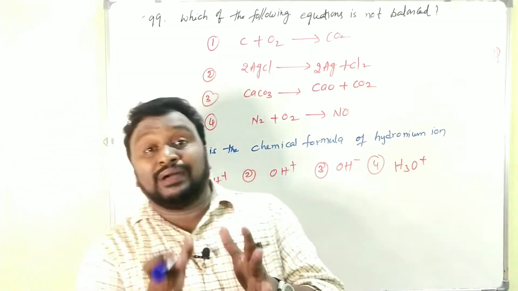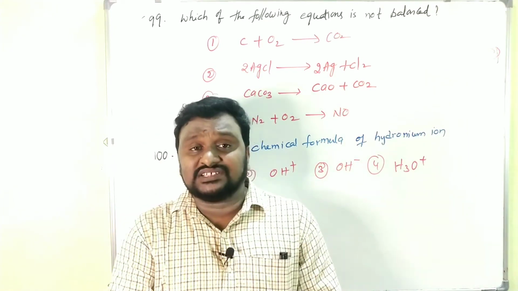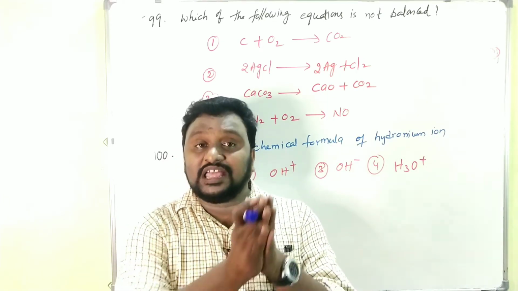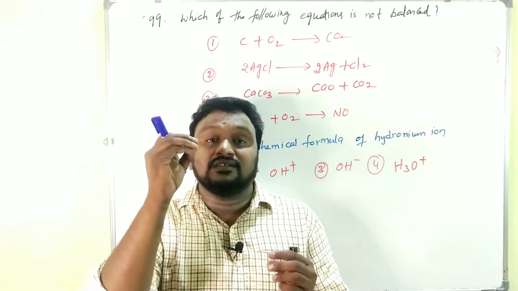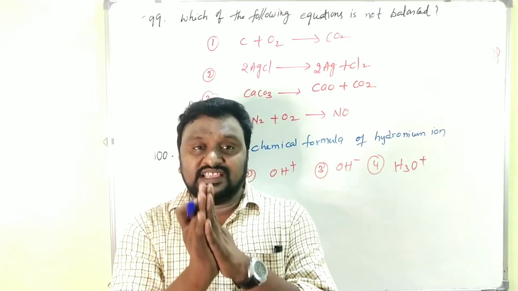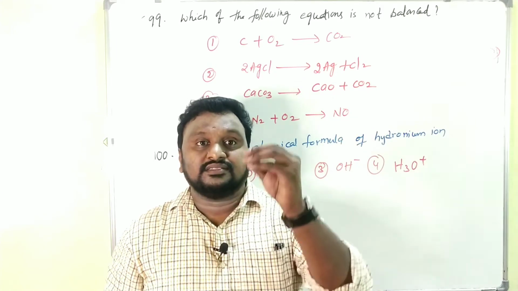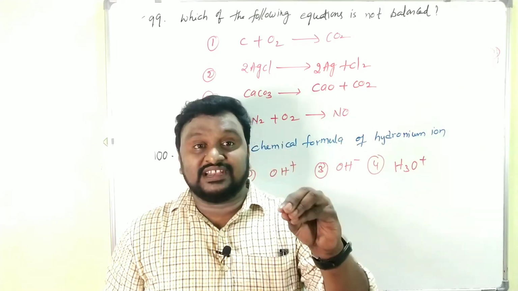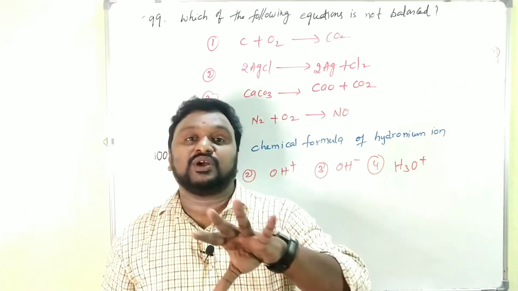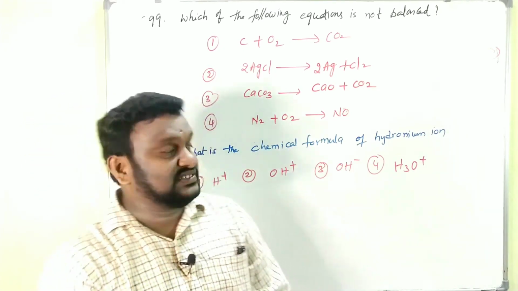Now a question on balancing of chemical equations. I think everybody knows how to balance equations. The number of atoms of each element in the reactants side must be equal to the number of atoms in the products. The same element on the LHS should be equal on the RHS. Clear? That is the law of conservation of mass. So if it is okay, then the equation is balanced.